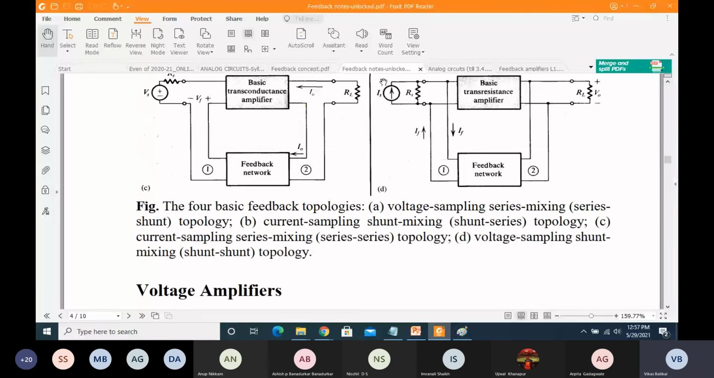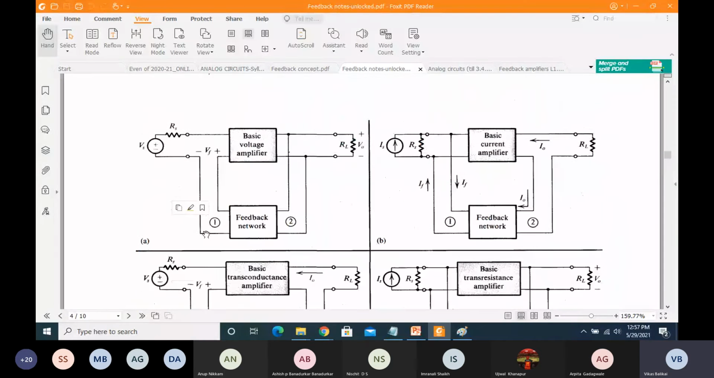See what he has written over here. He has written here series shunt topology. You can remember the way how the resistances are connected. Here, what can I say?